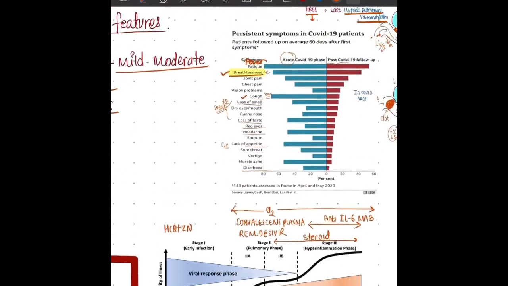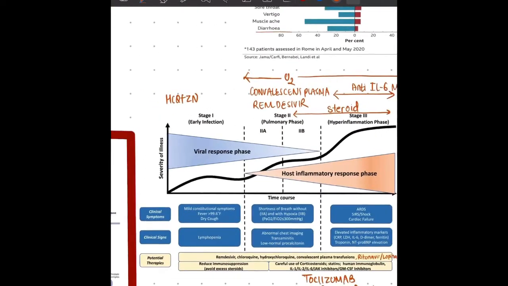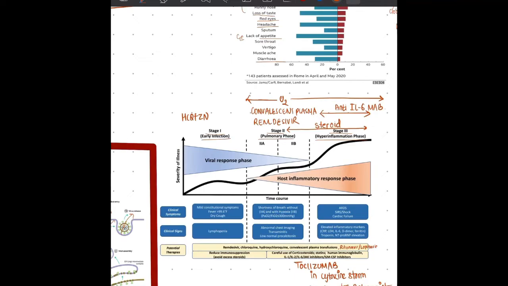Now, to understand the clinical features of COVID pneumonia better, we have to take a look at this graph. So COVID pneumonia can be staged in 3 stages: stage 1, stage 2, and stage 3. Stage 1 is the early infection, stage 2 is the pulmonary phase, and stage 3 is the hyperinflammation phase. So if we look at the pathogenesis of COVID-19, we understand that it starts from viral replication. So there is viral infection, and that infection ultimately causes replication of the virus within the lung parenchyma. So there is the initial phase of viral replication.